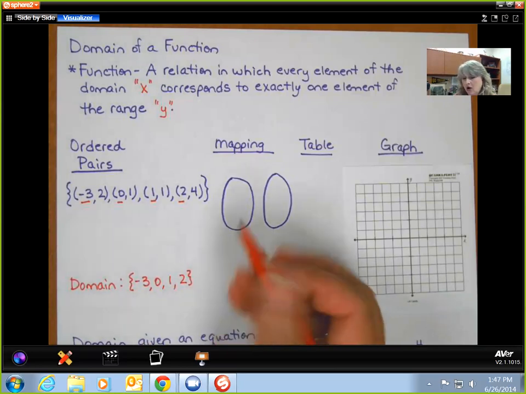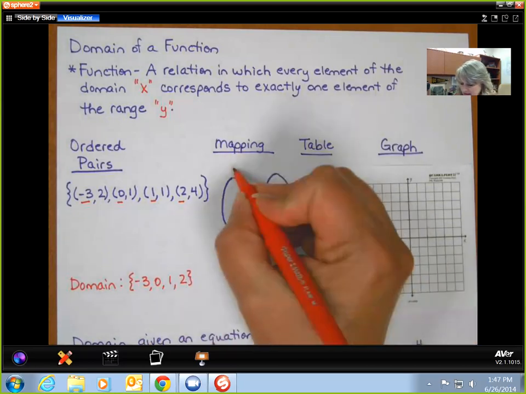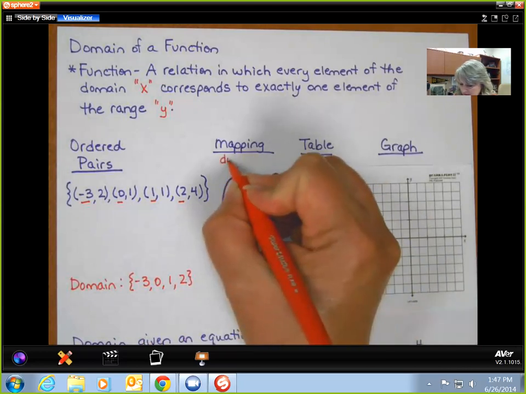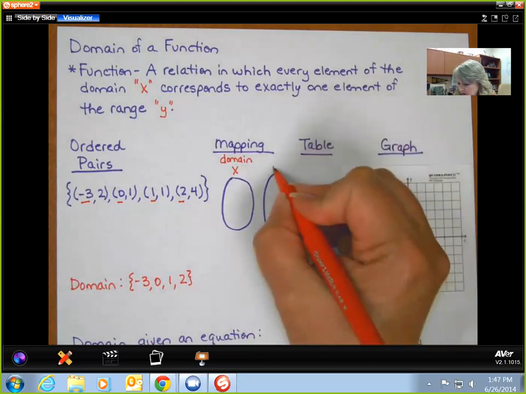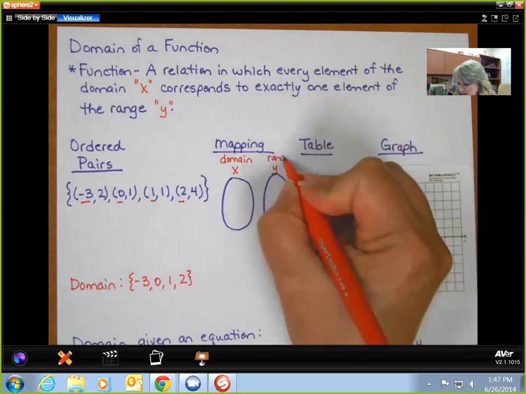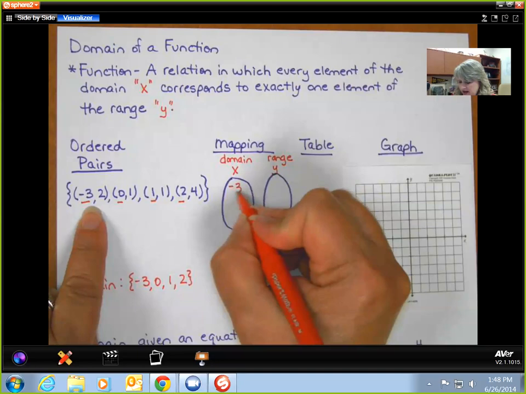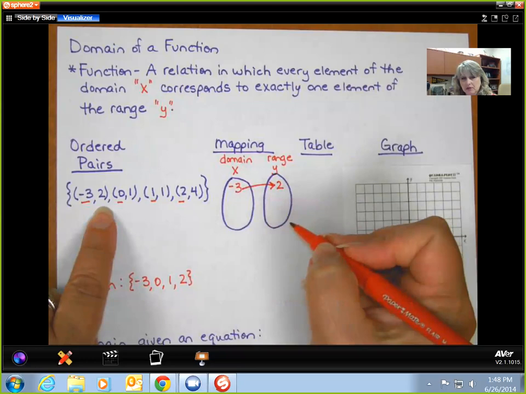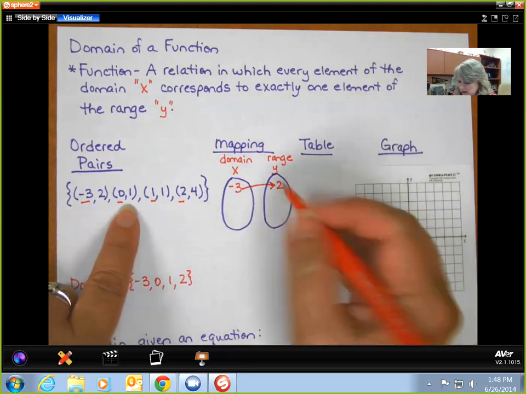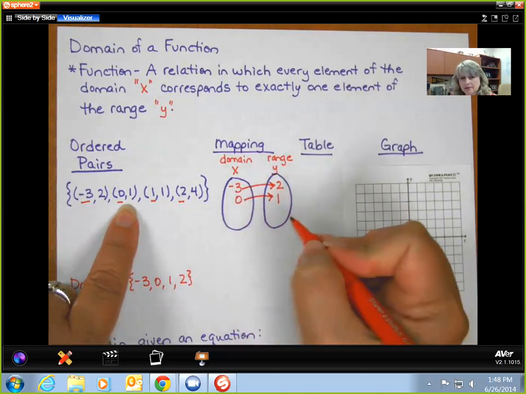All right, now we're familiar with ordered pairs. You may not be familiar with mappings. With a mapping, you have all of your x's, which again are your domain, that's in one oval, and they're going to correspond to y values, which represent your range. So like when I write -3, 2, -3 is an x value, it's going to correspond to the y value of 2. 0, 1. 0 is part of my domain. It's going to correspond to the number 1.